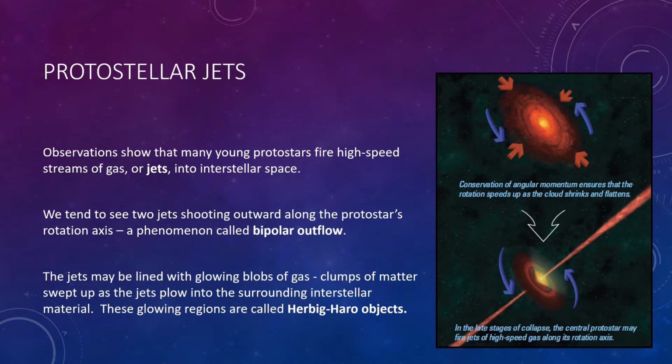Observations show that many young protostars fire high-speed streams of gas, or what we call jets, into interstellar space. We generally see two jets shooting outward in opposite directions along the protostar's rotational axis, a phenomenon called bipolar outflow. Sometimes the jets are lined with glowing blobs of gas, which are presumably clumps of matter swept up as the jets plow through the surrounding interstellar medium. These glowing regions are called Herbig-Haro objects. So let's take a look at some of these.